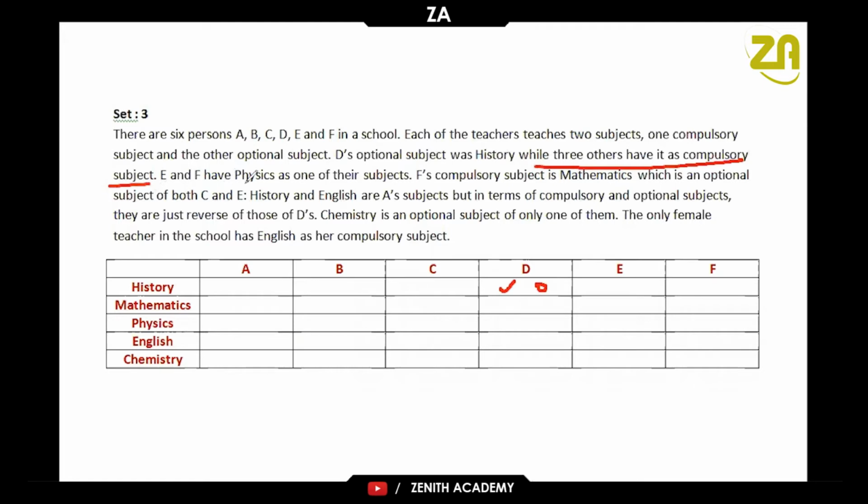E and F have physics as one of their subjects. You don't know the status of the subject as compulsory or optional. So wait. F's compulsory subject is mathematics. F का compulsory subject mathematics है.